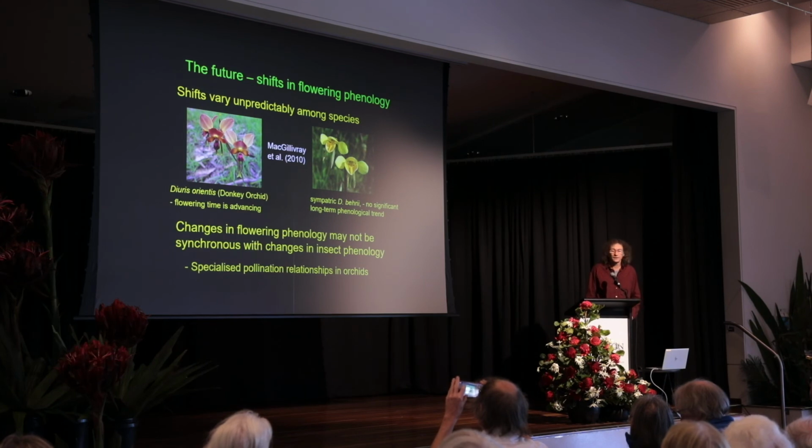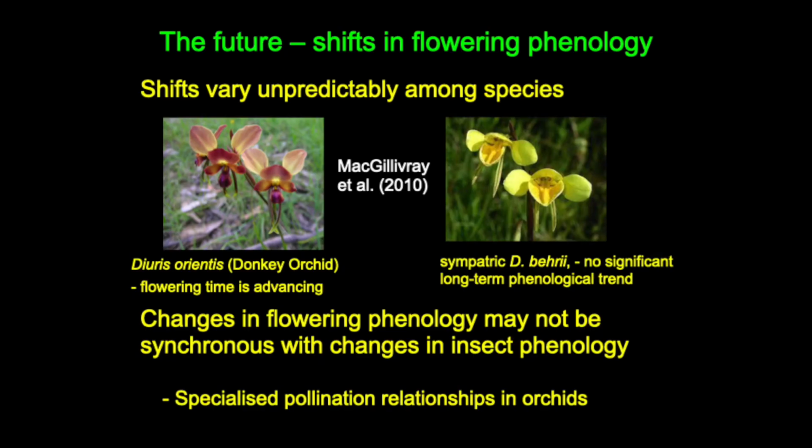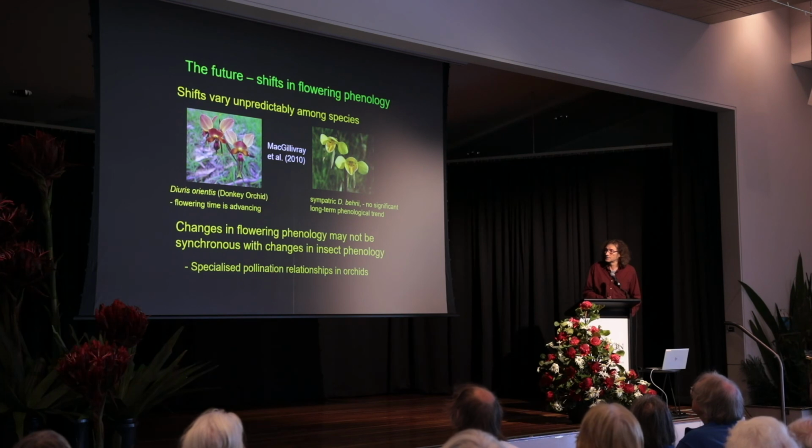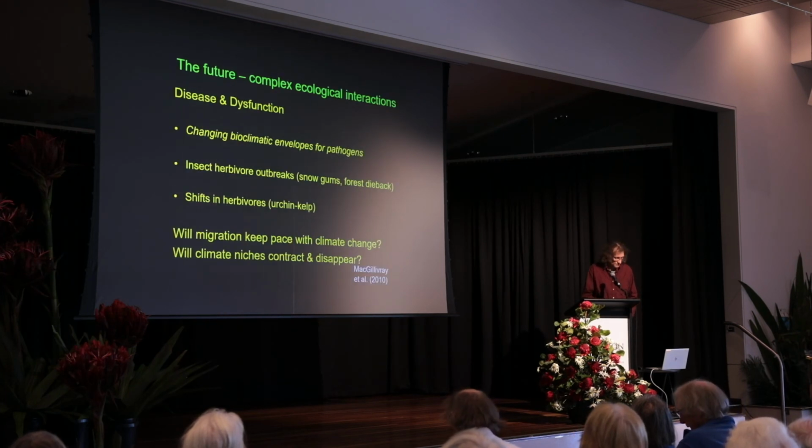Other things are happening, like shifts in flowering, which can have implications for seed set in these orchids. It's really hard to predict. Here's a couple of donkey orchids that grow together in the same place. One of them's shifting its flowering time, the other isn't. We don't really know why one is and one isn't. But in terms of the very specific insects that pollinate these flowers, they emerge at certain times of the year too, and they may not have the same kind of response to warming that the flowering does. So there could be a mismatch and slowing down of pollination.